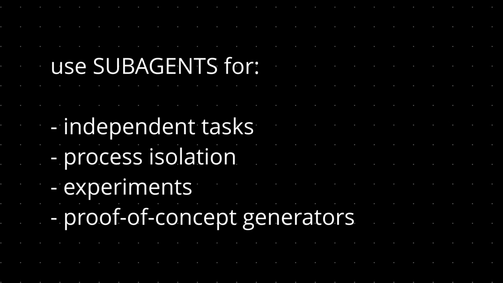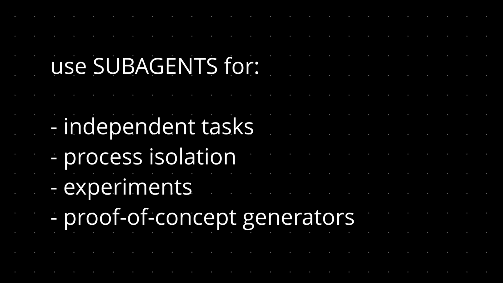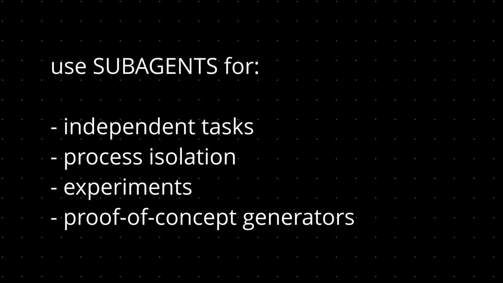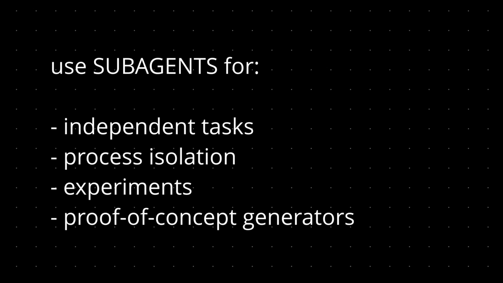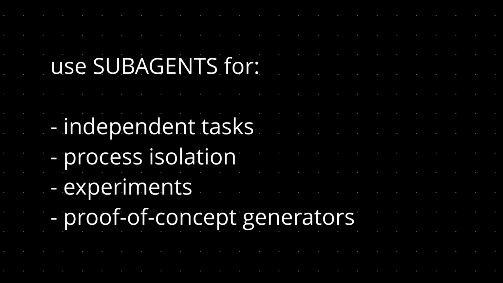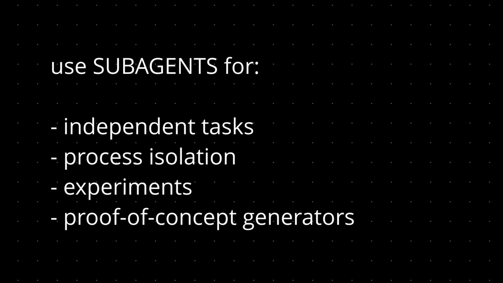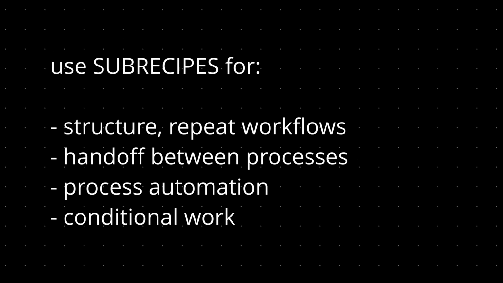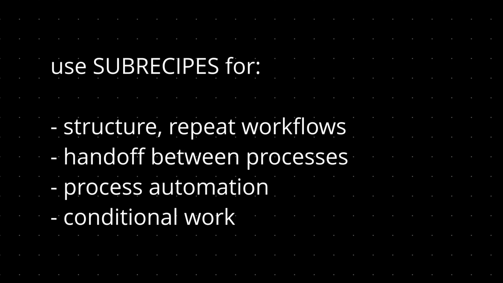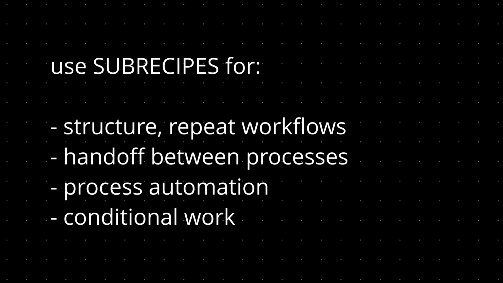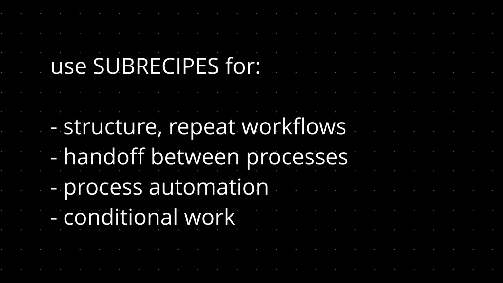Subagents are perfect for independent operations like creating multiple files, basic data processing, file transformations, and exploring some analysis work without cluttering up your main chat. Subagents are also great for process isolation. For example, tasks that might fail without affecting your main workflow, or operations requiring different configurations and experimental or proof-of-concept work. Subrecipes excel at structured workflows like multi-step processes, code review pipelines that go from security to quality to documentation, or even some project setup automation, or something fun like travel planning that depends on specific conditions.